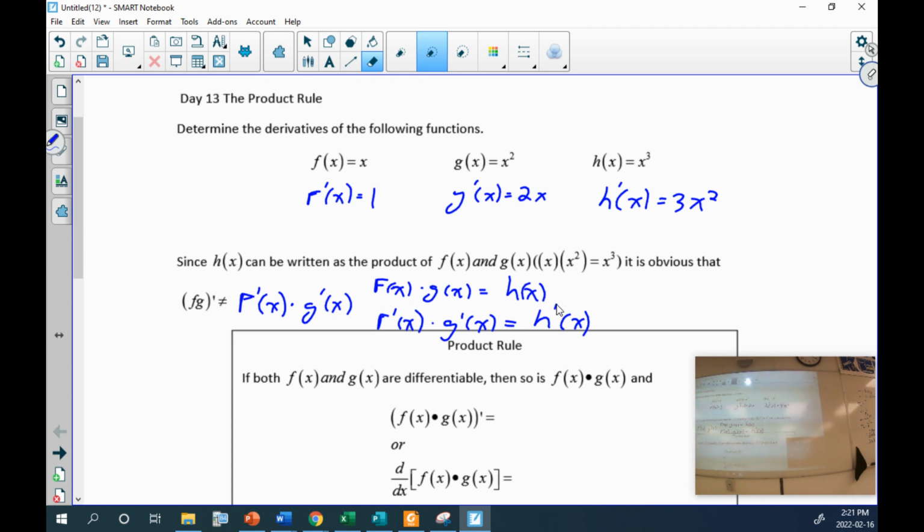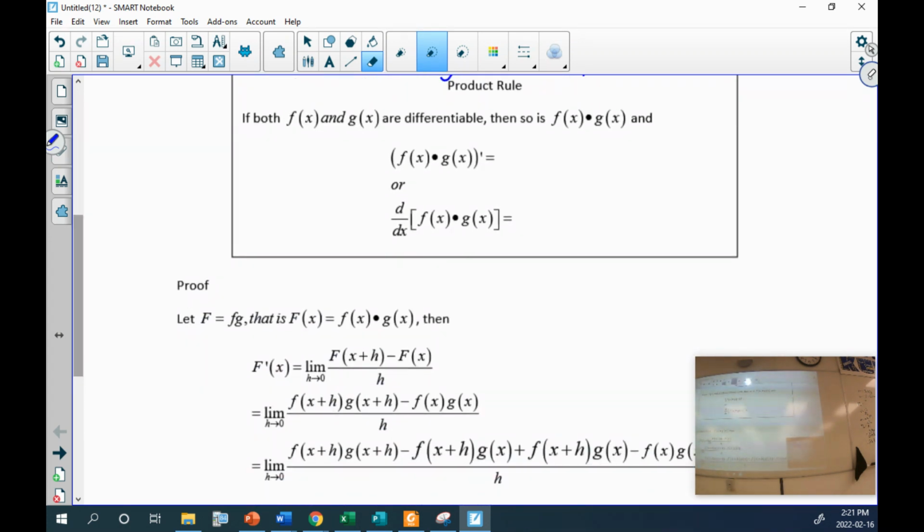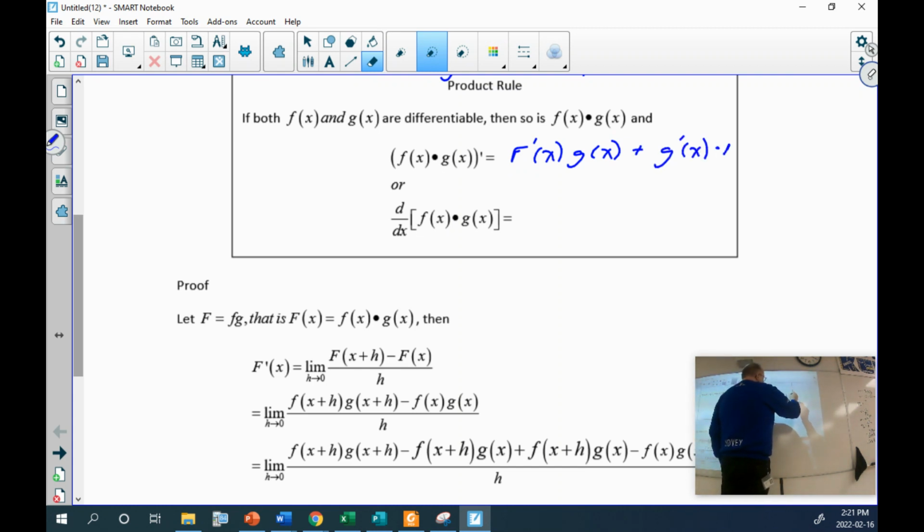So we need to use a formula that we probably would remember, and you probably should write this formula down. Okay? So if you have two functions, both of which are differentiable, then f times g is the function. If you want to take the derivative of that product, you are going to go f prime of x times g of x plus g prime of x times f of x.